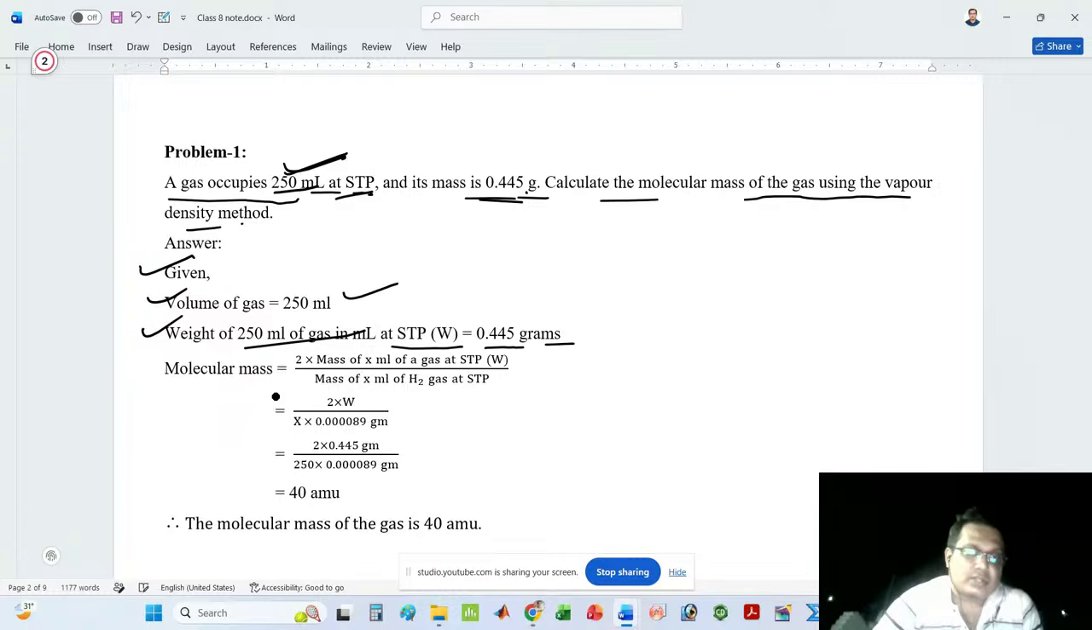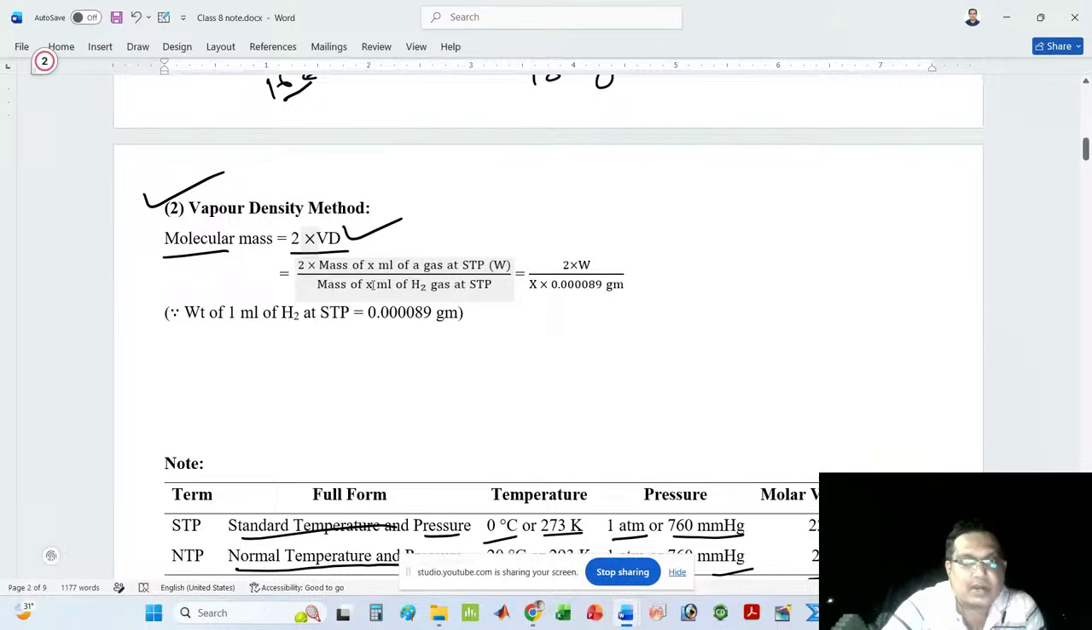You know that molecular mass is equal to 2 into vapor density. And again, you know that vapor density is equal to molecular mass divided by 2. Here we can apply the formula. What is the formula for vapor density? This is the formula for vapor density. Vapor density is equal to mass of x ml of a gas at STP divided by mass of x ml of hydrogen gas at STP.